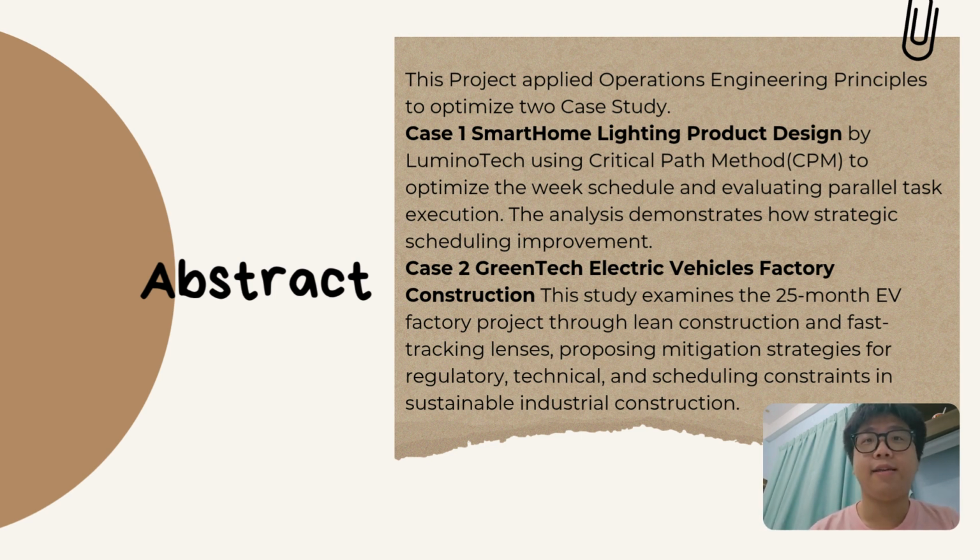The second case study is about the Green Tech electric vehicle factory construction. This case study examines the 21-month electric vehicle factory project, applying lean construction and fast tracking, proposing mitigation strategies for regulatory, technology, and schedule constraints in sustainable industry construction.